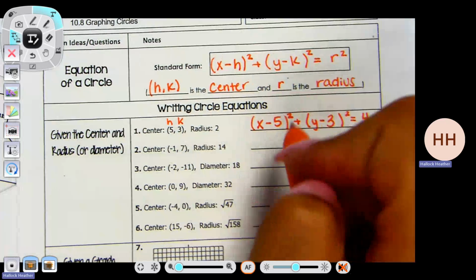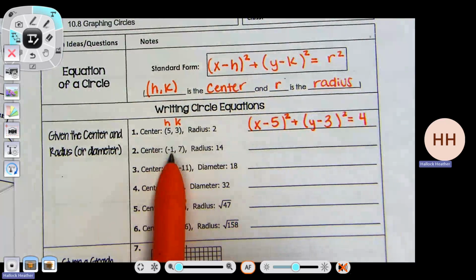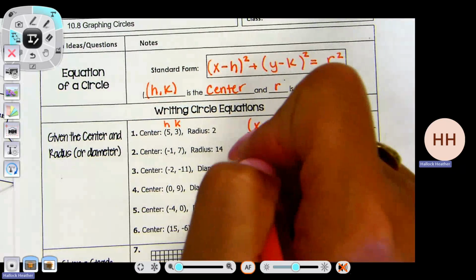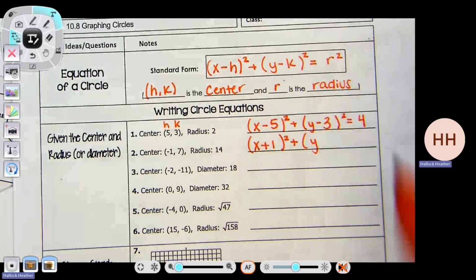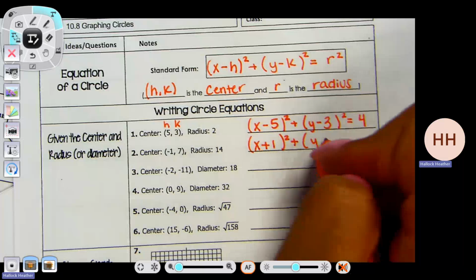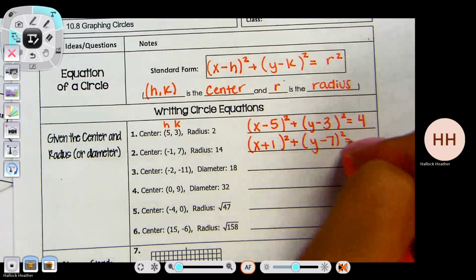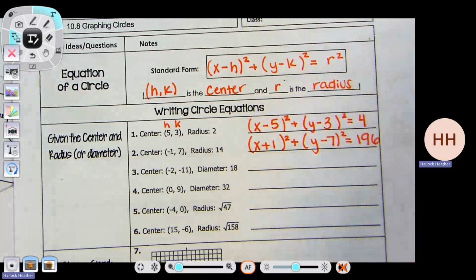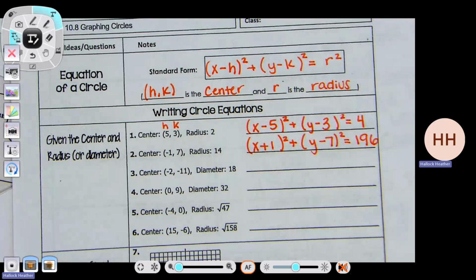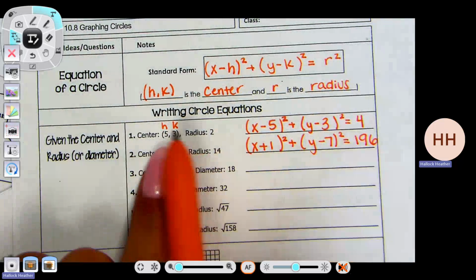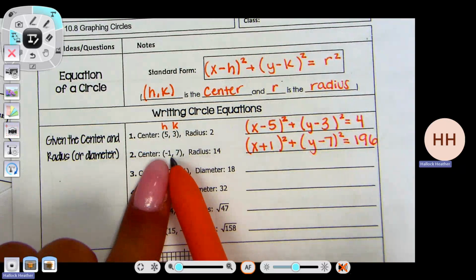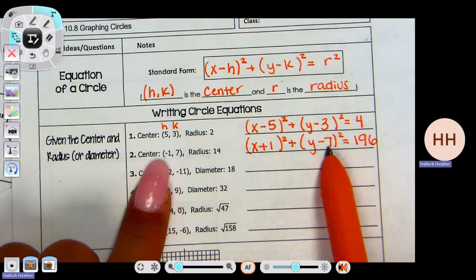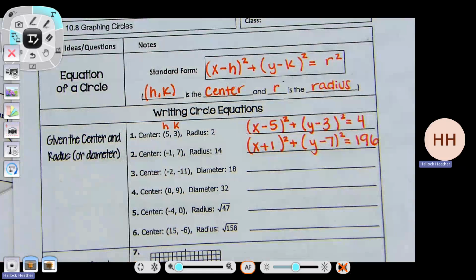So in the next one, you have a minus sign in the formula, but it's minus already because it's negative. A minus and a negative come together to make a plus. So this is going to be x plus 1. Plus y, is it going to be plus or minus 7? Minus 7 equals 196. So the key is it's basically always opposite of the brackets. So if it's a positive center, then you have minus. If you have a negative center, then it's plus. So if it's positive, it's a minus. If it's negative, it's a plus. So it's literally opposite of the brackets.